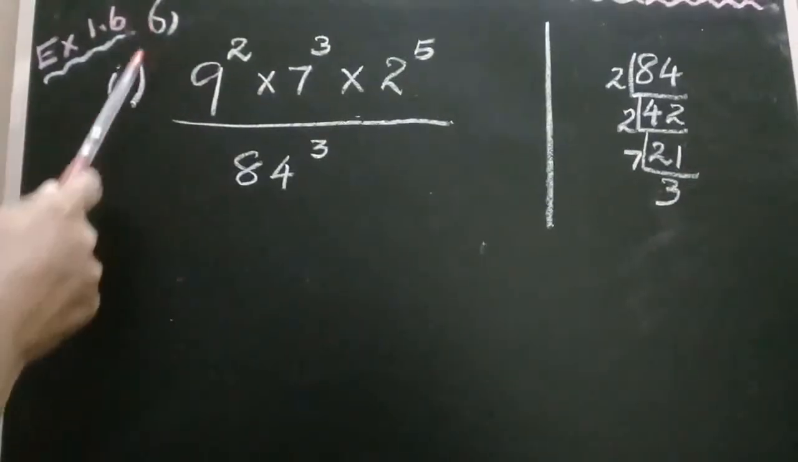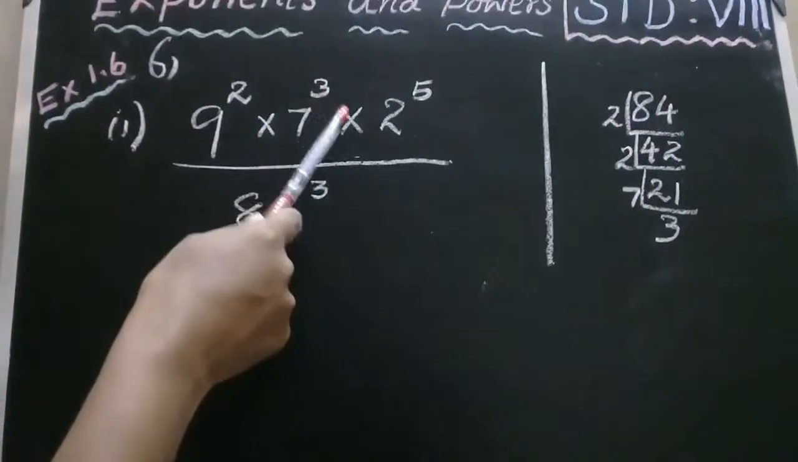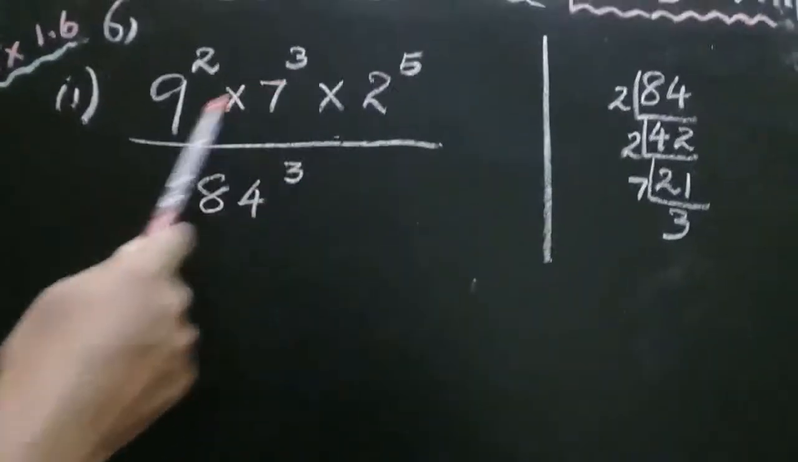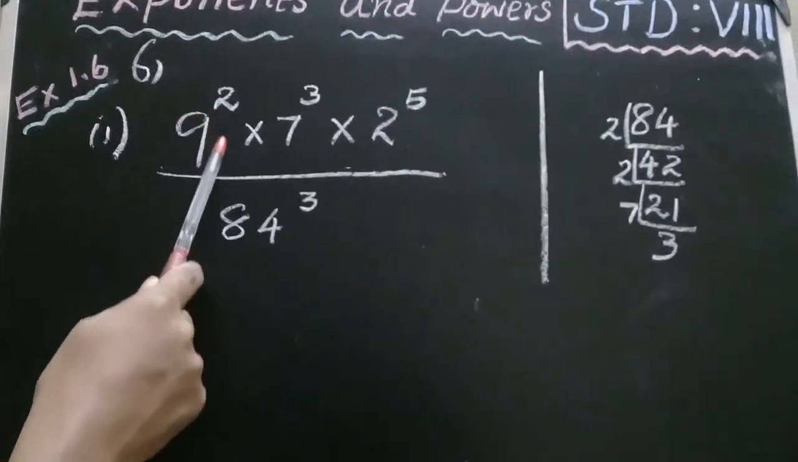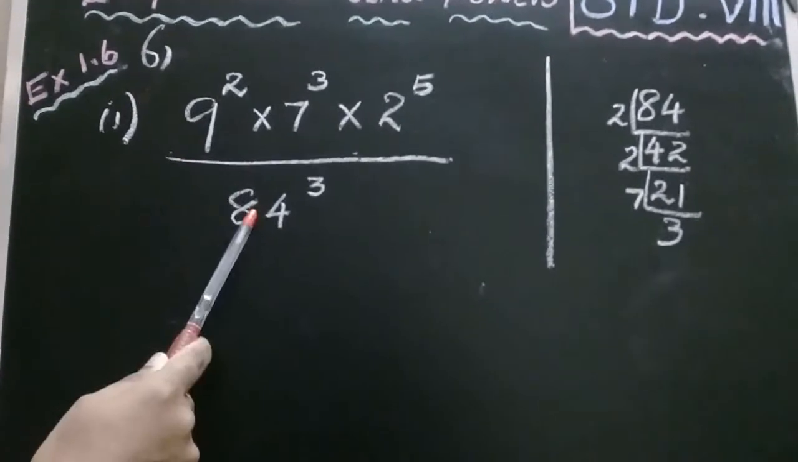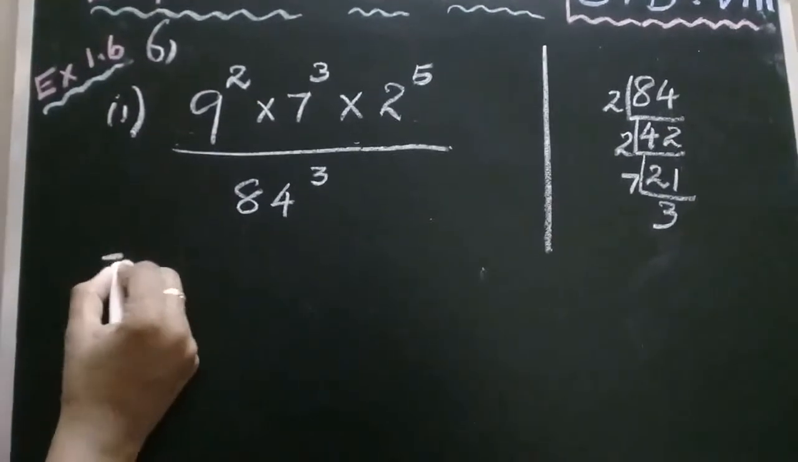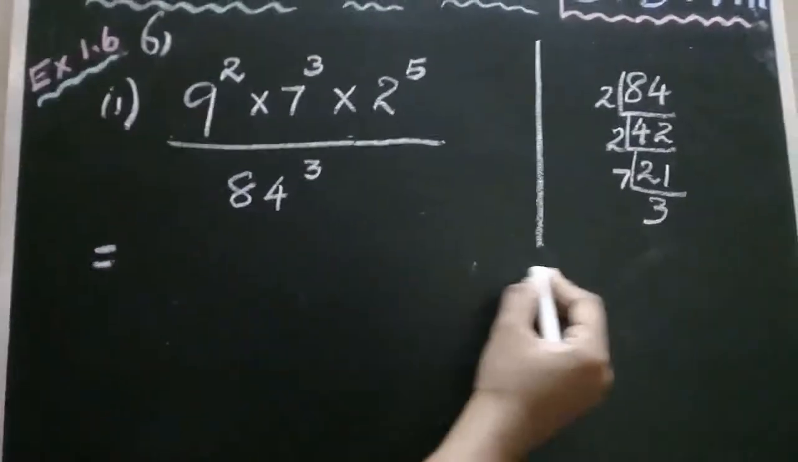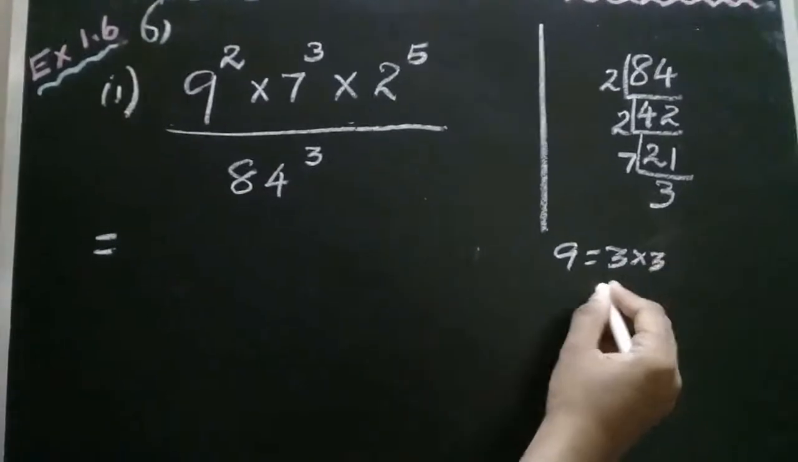Sixth question, second one: 9 power 2 into 7 power 3 into 2 power 5 divided by 84 power 3. First we have to take the LCM for big numbers. We have to arrange the same base. So 9 can be written as 3 power 2, since 3 3s are 9. So 3 power 2.